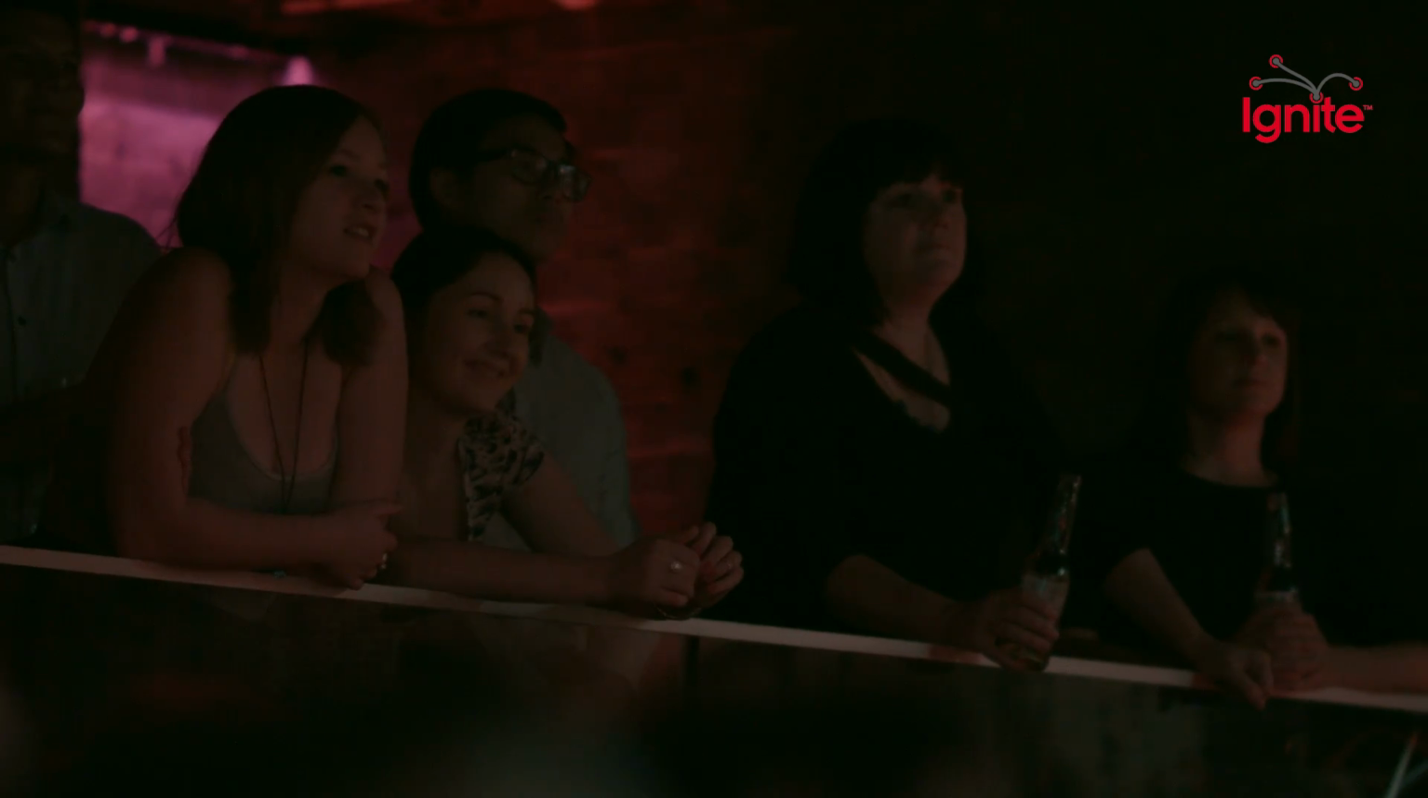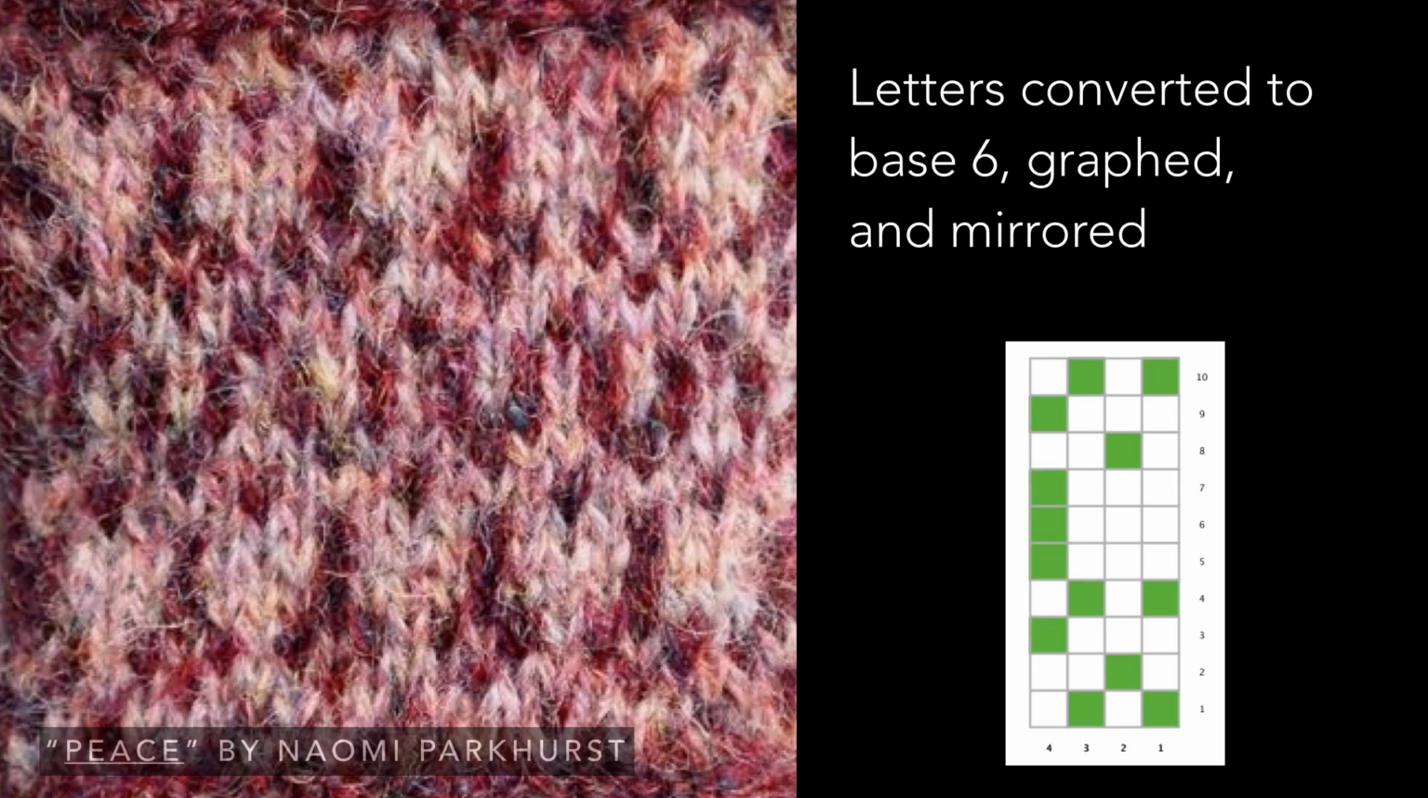Another way that you can create a secret message is to create a repeating graphical motif out of it. So in this example, the word peace, the characters have been converted to base 6, plotted on a graph, mirrored and tweaked to make a pattern that you could repeat over and over again. Very pretty. But Kris, you're thinking, what about accessibility?